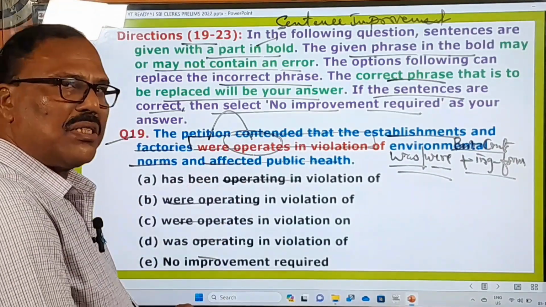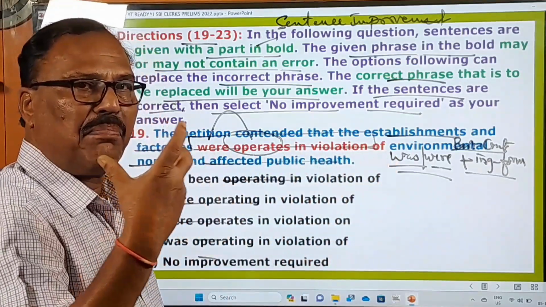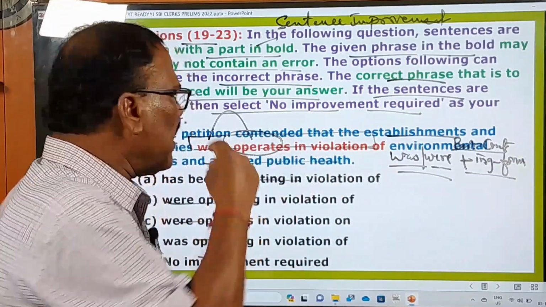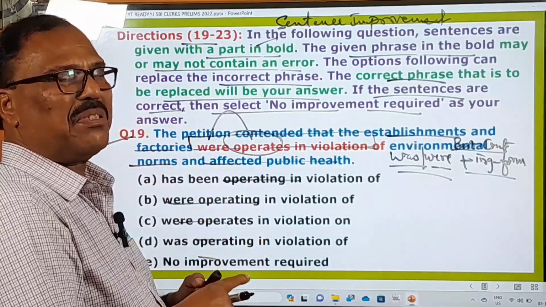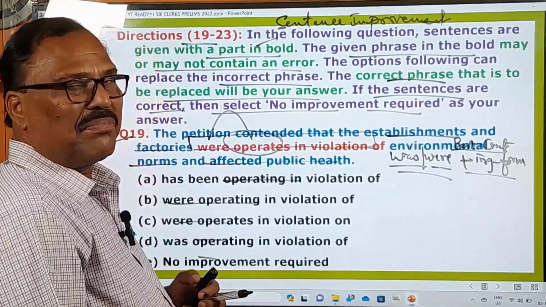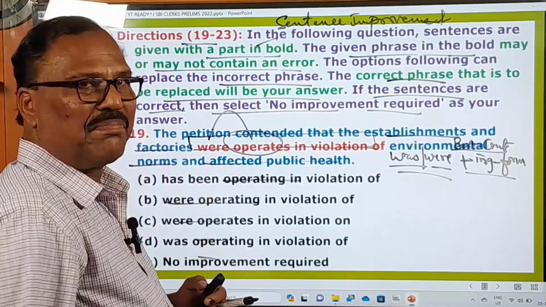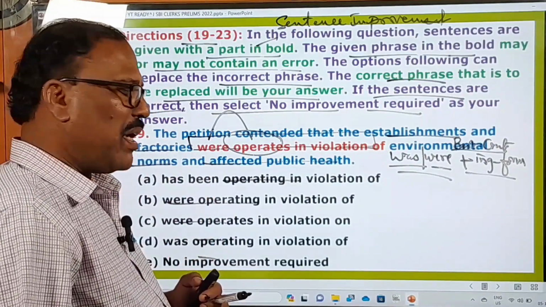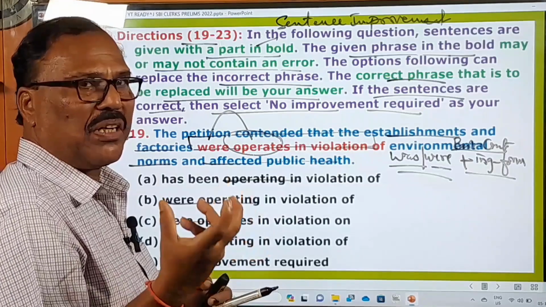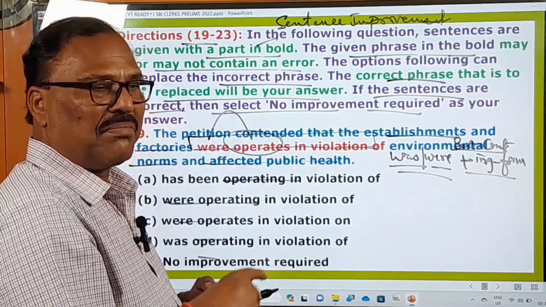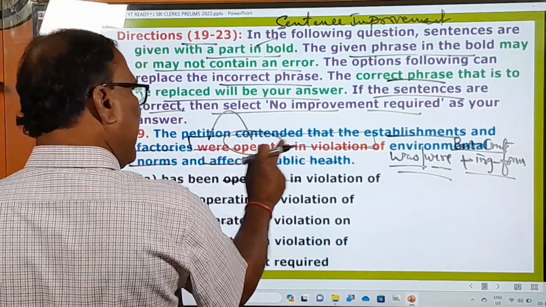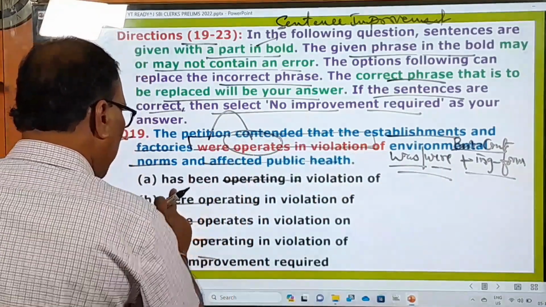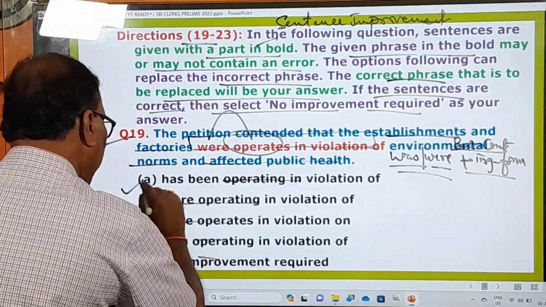If you are thorough in some basic grammatical aspects, you can definitely and easily do that. Bank job is not an ordinary job. It's a very dignified job. Try to achieve that job. If you don't work hard, you cannot get through this examination. You must achieve it with effort. Were operating in violation. It must be there. Where is the answer? Were operating in violation. This, B, is the answer.